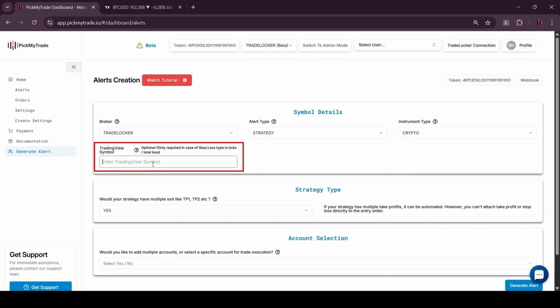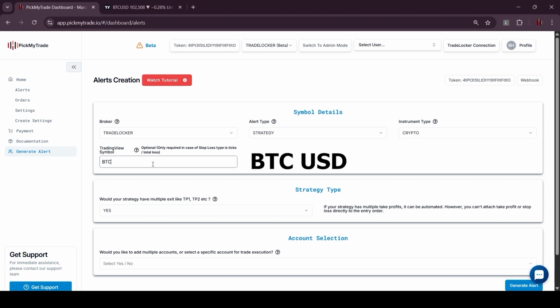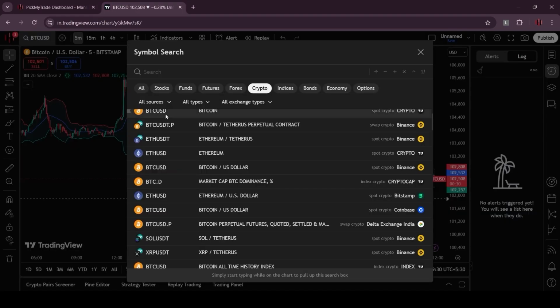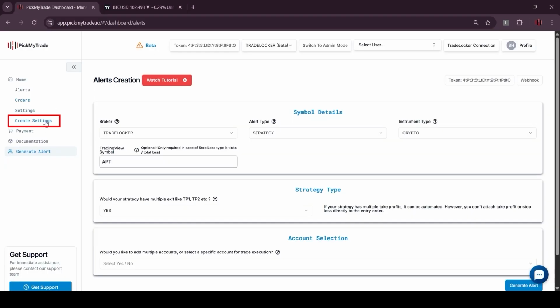Here you have to enter the symbol. Here I am entering BTC USD. When I place this symbol, it is visible in the dropdown, which means it is already mapped. If your TradingView symbol is not already mapped, you have to go to settings, create, and then map the symbol.